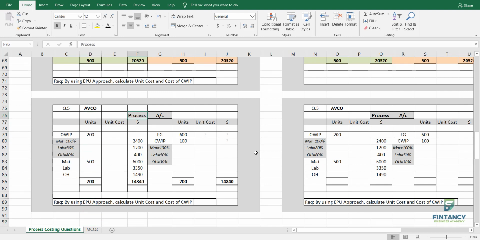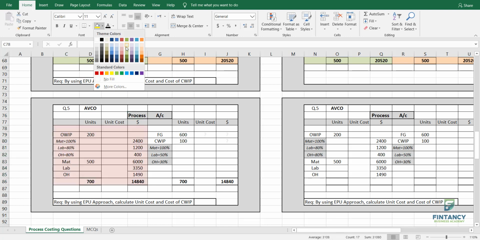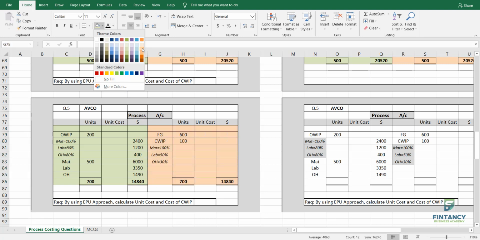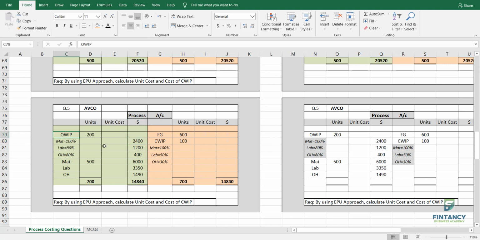Now see, let's focus here what's going on. So see, always remember, again I am repeating, whenever there is opening work in progress like this, you need to know which method to use. Method examiner will tell you. Either he will say weighted average method, or he will say first in first out method. Okay.